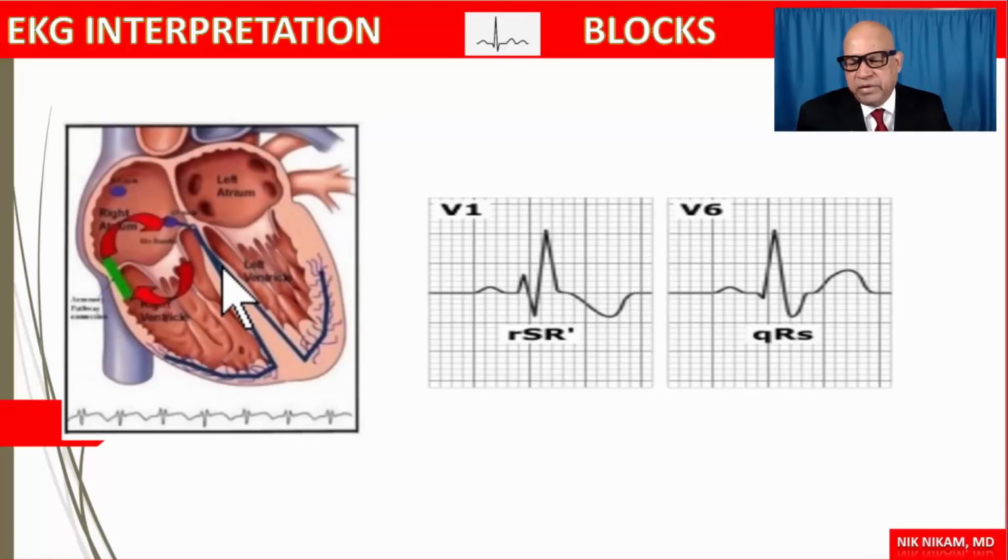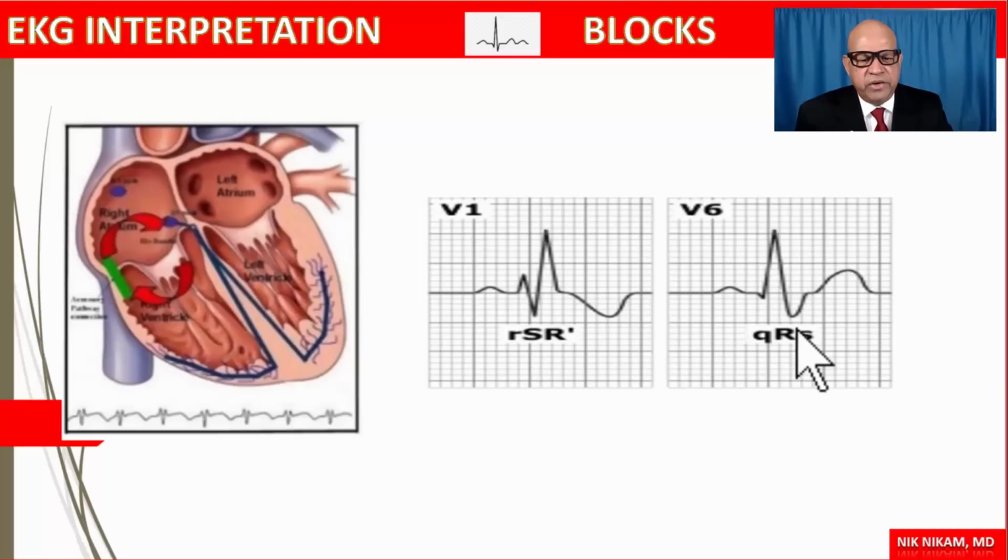Because the septal branch of the left bundle is not involved, we have normal initial activation of the septum, which produces a tiny R wave. And then we have a deep S wave followed by a second wave that is coming through the myocardium, activating the right ventricle, resulting in an R, S, R prime morphology in V1 and a reverse of that in V6.